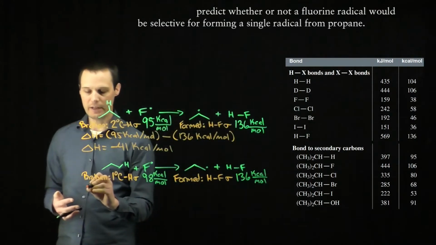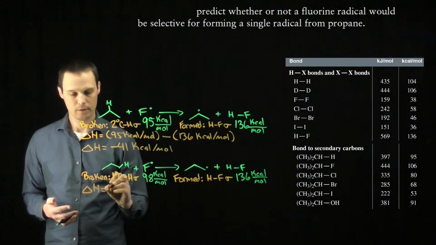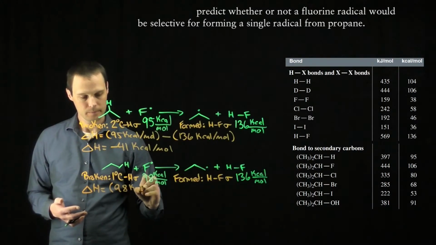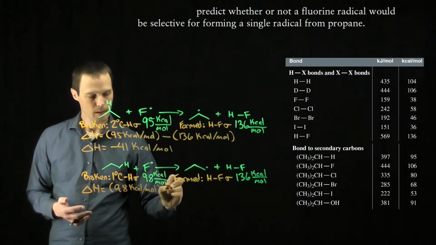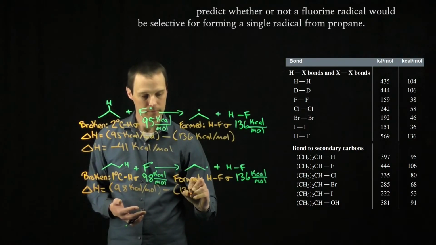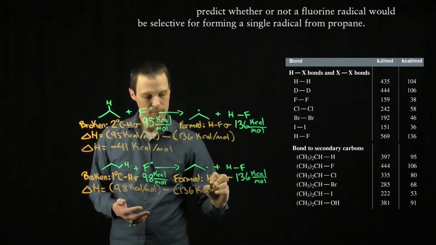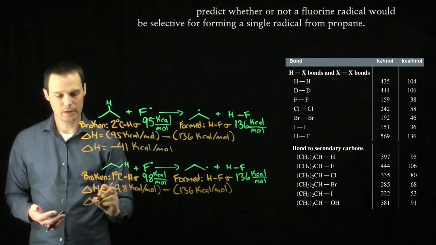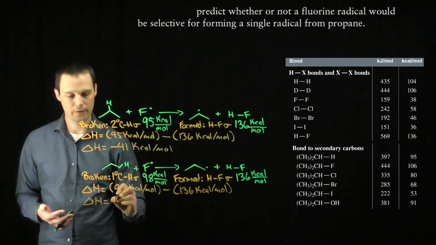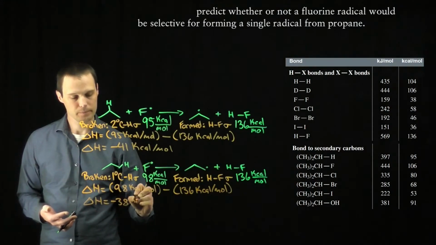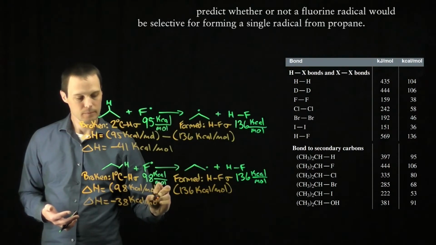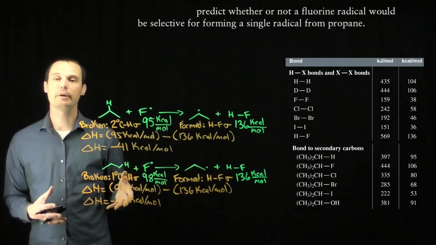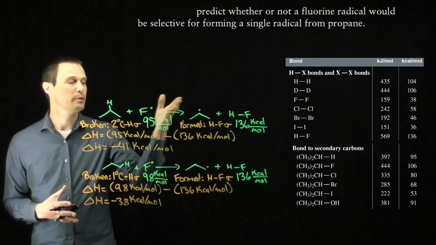We'll use the same delta H equation: bonds broken minus bonds formed. And this equation tells us that the delta H for this reaction is negative 38 kilocalories per mole. Also extremely exothermic. Because both are so exothermic, though, it is not going to be selective for forming one carbon radical over the other.